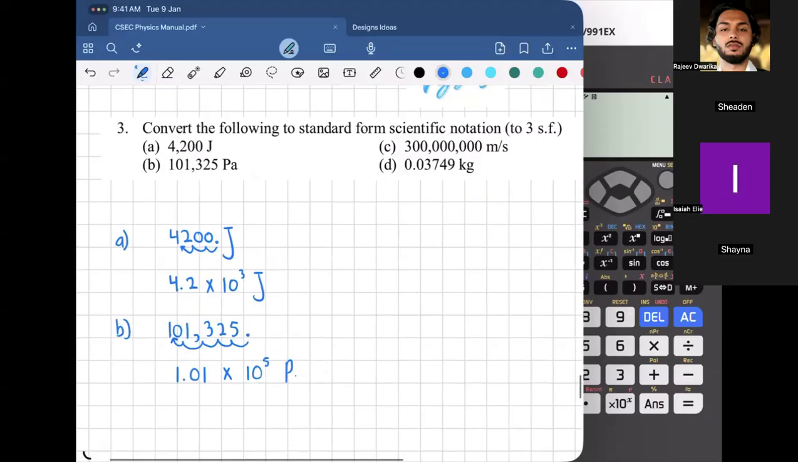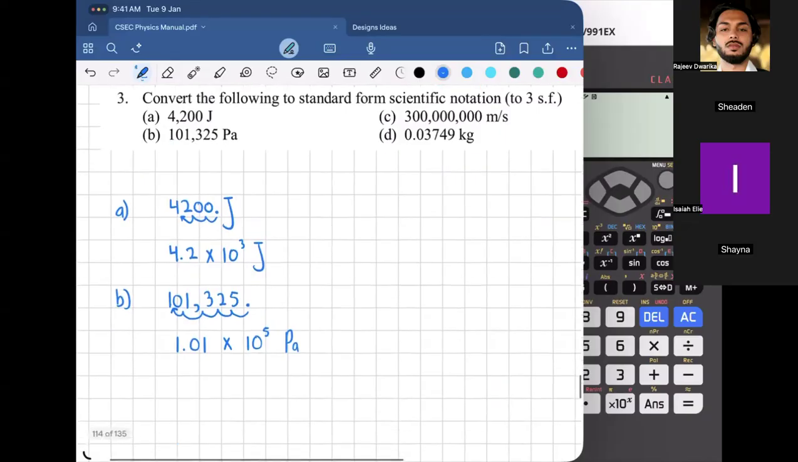And the unit for that was pascals. Do you all know what pascals measure? Pressure. Yes.